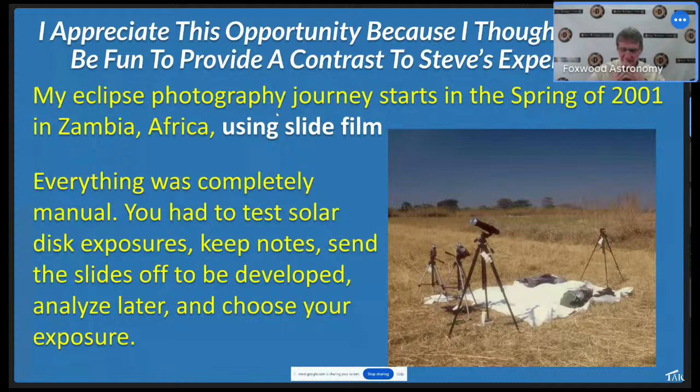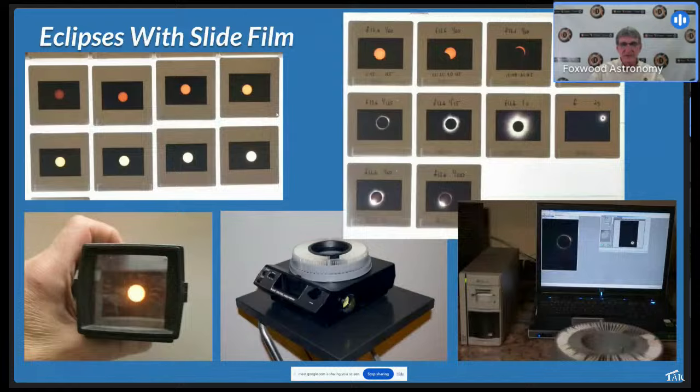So my eclipse photography journey starts in the spring of 2001 when I went to Zambia, Africa. And back then we're using slide film. So that's my little bitty setup compared to what Steve had going in 2017. And back then everything was manual. So you had to test your disc exposures. You had to keep notes and send those slides off. And when they came back after they were developed, you'd have to analyze them and choose your exposure.